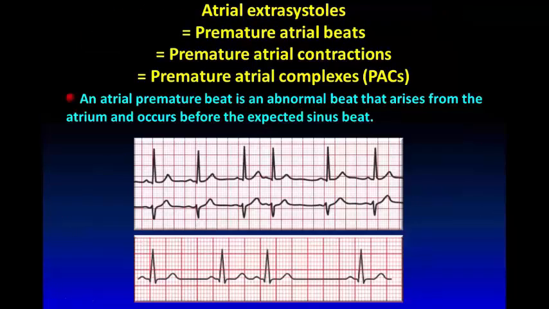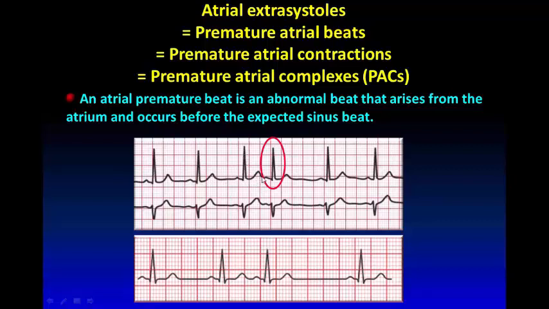An atrial premature beat is an abnormal beat which arises from one of the atria and occurs before the expected sinus beat. This is how an atrial premature beat or an atrial extrasystole appears in the ECG. This is a normal beat. This is a normal beat. This is a third normal beat.